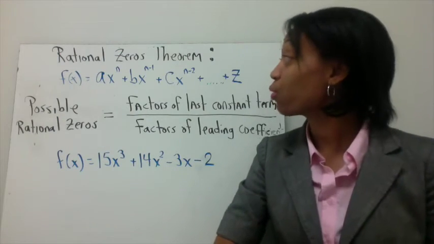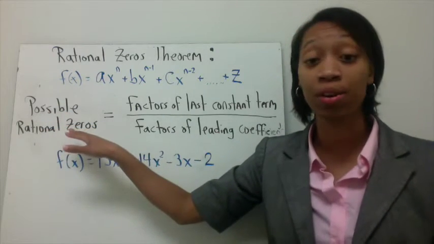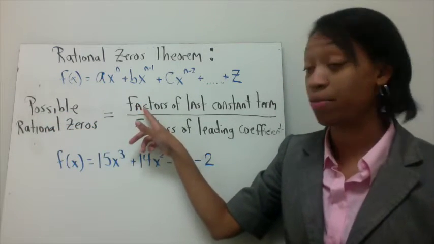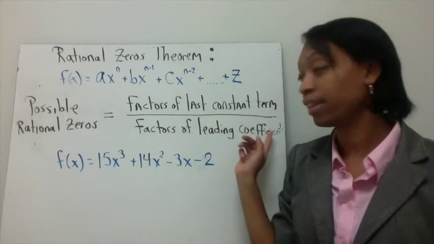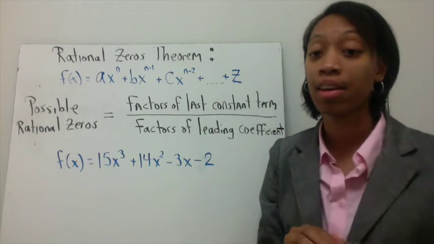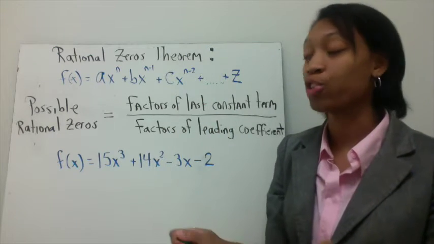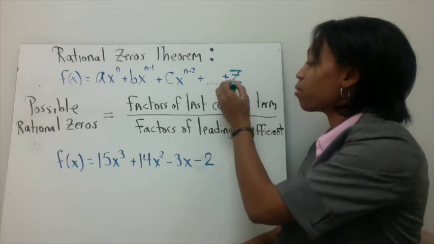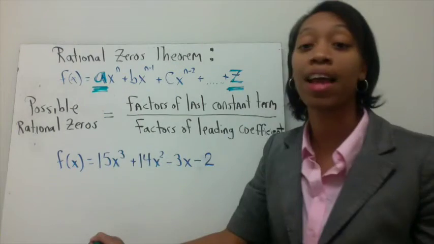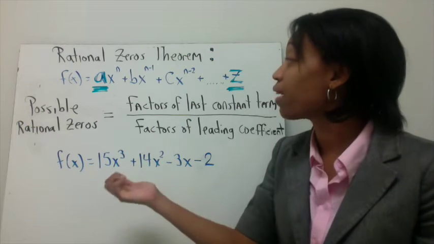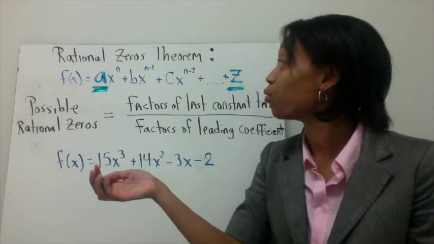Okay, so the rational zeros theorem says that all the possible rational zeros are a fraction of the factors of the last constant term over the factors of the leading coefficient. Okay, so looking at the large polynomial, what you're going to do is find the factors of that last number, and find the factors of the first coefficient, and you divide them. And when you divide them, those are going to be all of the possible zeros.